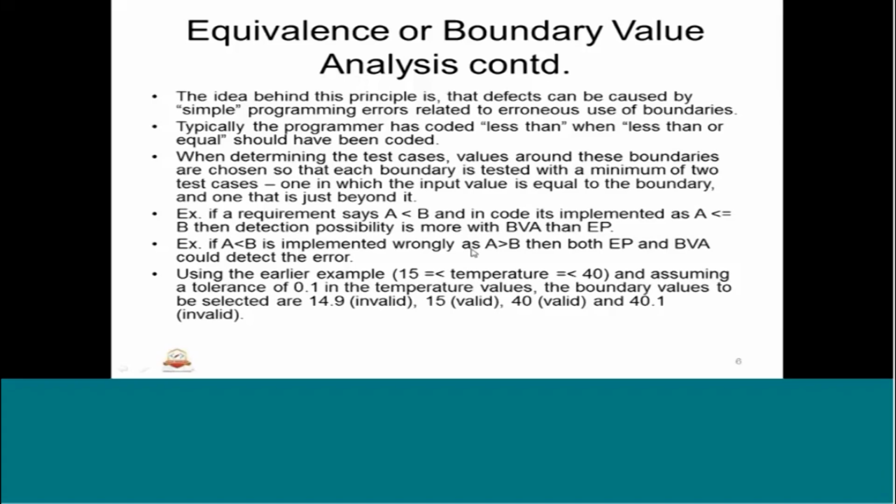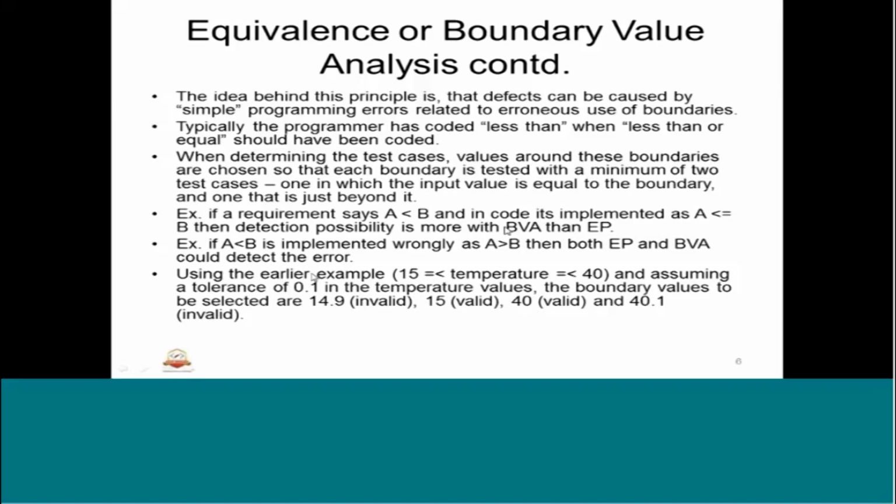One more example, if A less than B is implemented wrongly as A greater than B, this is also typically wrong. Then both EP and BVA could detect the error because the whole purpose of the test itself will collapse here. So definitely in any of the tests, it is going to be caught. The above one is still valid, but the equal to condition lies on the boundary, so it will be caught in the BVA, the boundary value analysis. And in EP we would not have listed that particular test scenario for the equal condition.